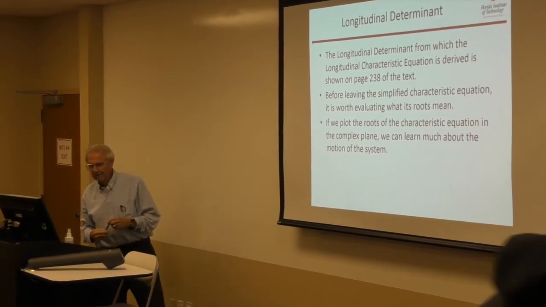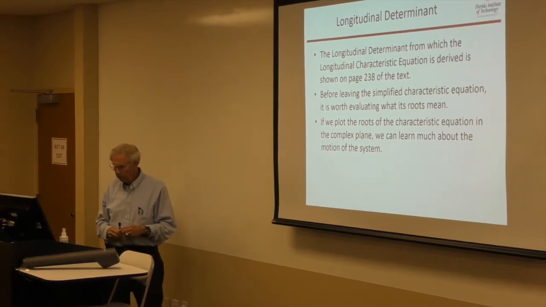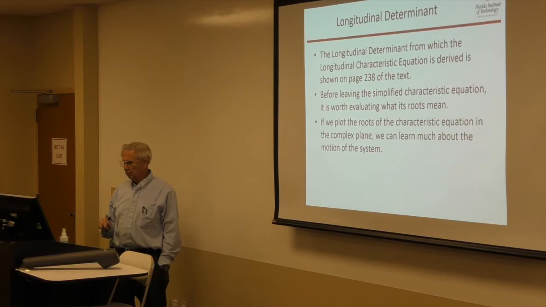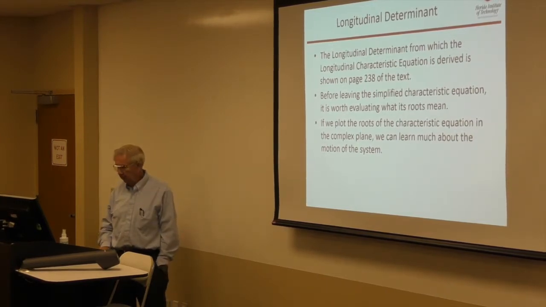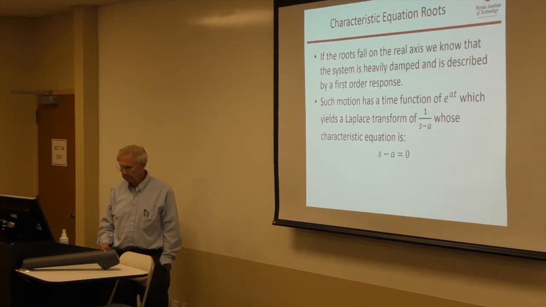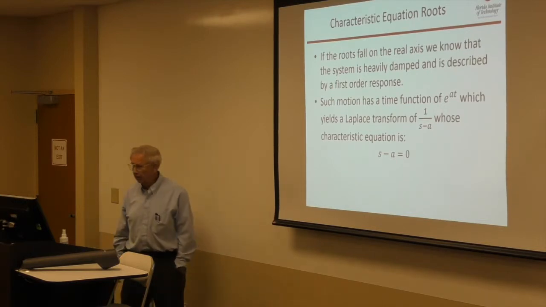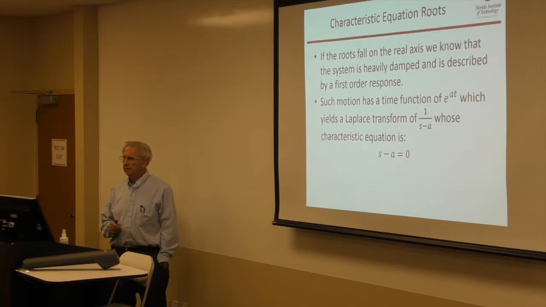And before leaving the simplified characteristic equation, it's worth evaluating what its roots mean. We plot the roots of the characteristic equation in the complex plane, which we did over there. We can learn about the motion of the system. If the roots fall on the real axis, we said we know the system is heavily damped and described by a first order response.